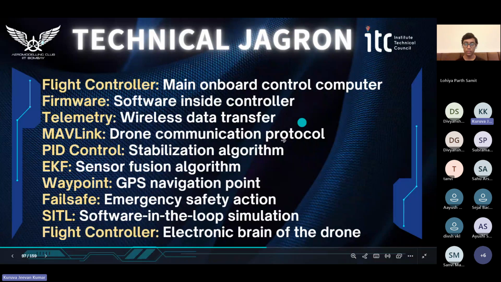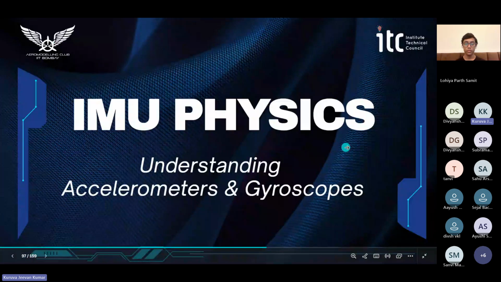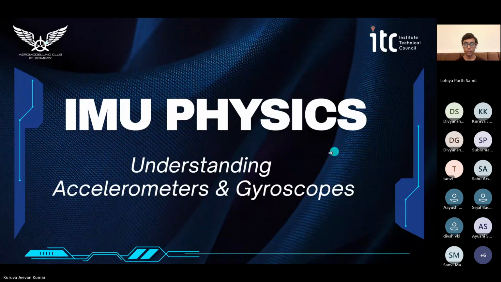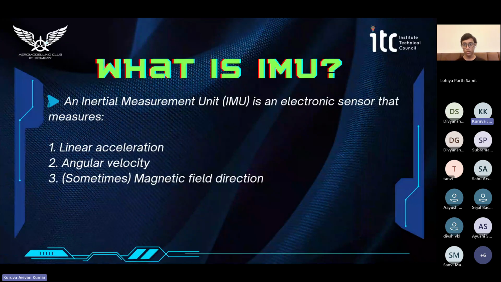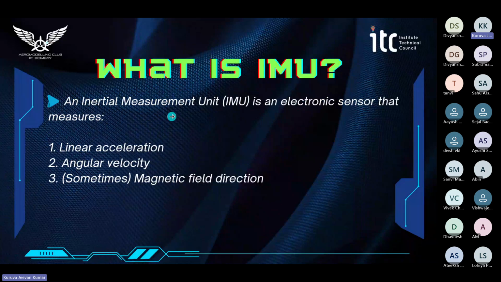So, good evening, everyone. I'm Jeevan. Now I'm going to explain about IMU physics. So, what exactly is an IMU? IMU is an inertial measurement unit, which is an electronic sensor that is used to measure linear acceleration, angular velocity, and magnetic field.